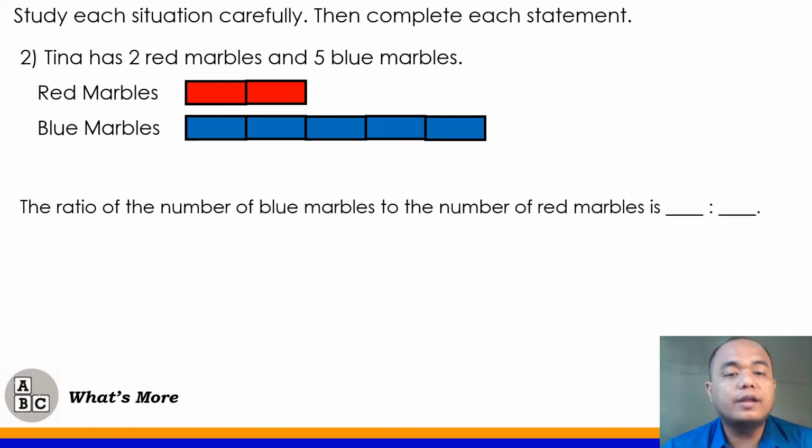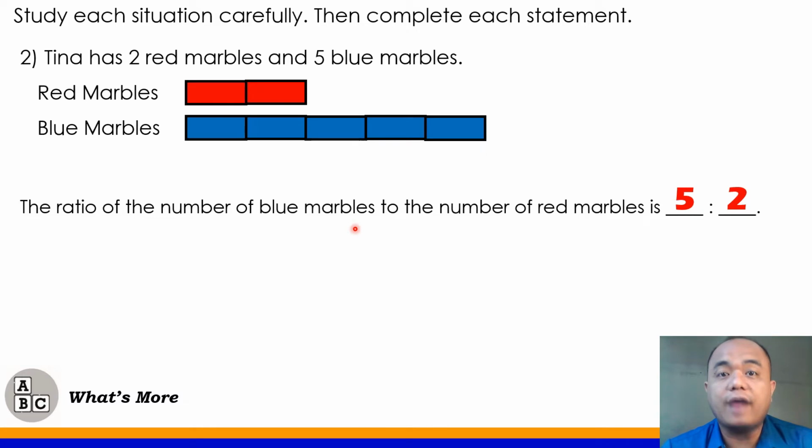The ratio of the number of blue marbles to the number of red marbles is blank is to blank. So what would be our first quantity in here? Yes, the first quantity is the blue marbles. The number of blue marbles will be written here, and the second quantity would refer to the number of red marbles. Now, what is the final answer for this statement? Very good.